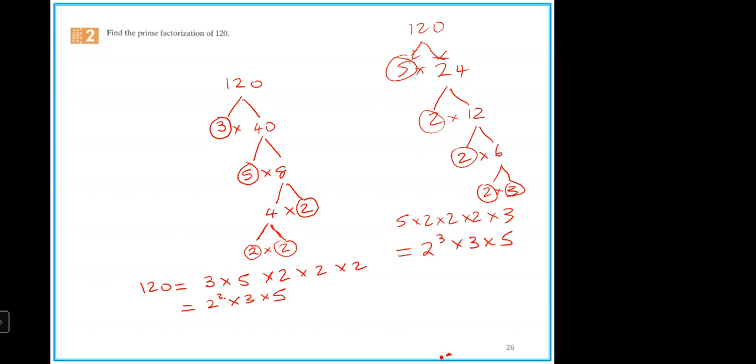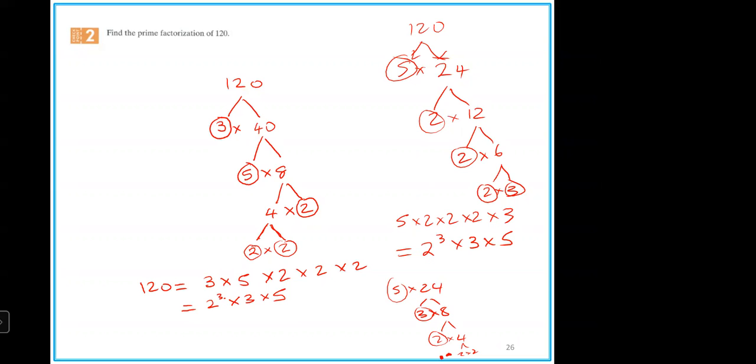Okay. Anybody else did a different order? I did. What did you do? I have 5 times 24, but then I did 3 times 8. Okay, so 5 times 24, and then 3 times 8, and then the 8 would be 2 times 4, then 2 times 2. So in the end, you're still going to get 2 to the third times 3 times 5.